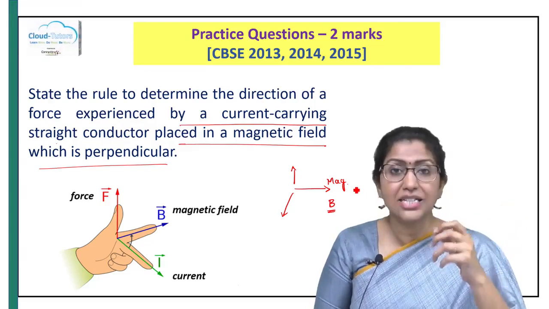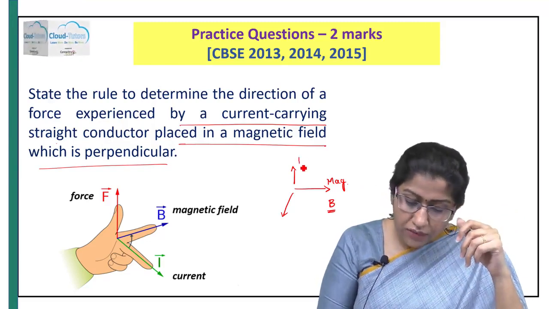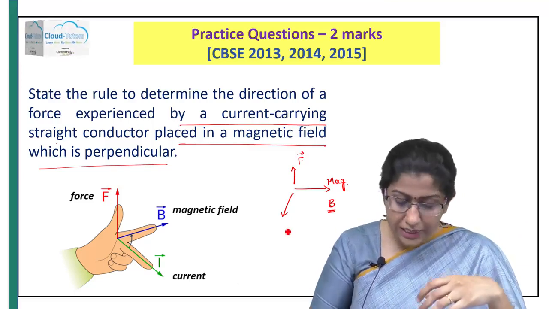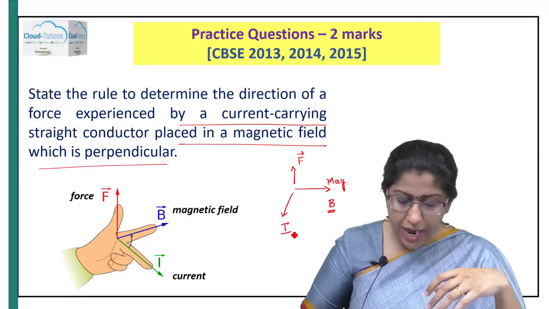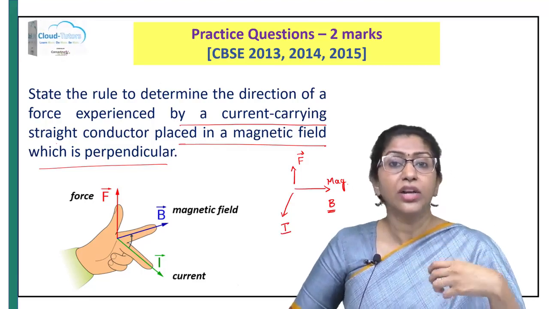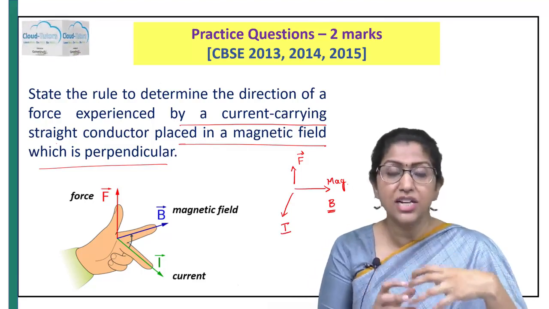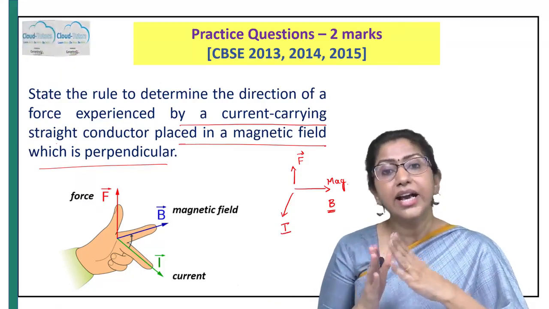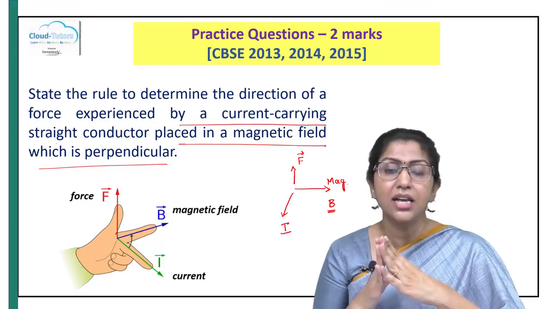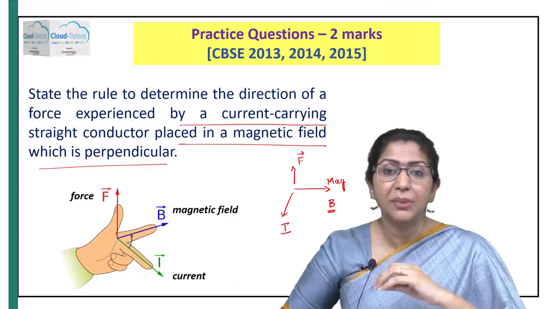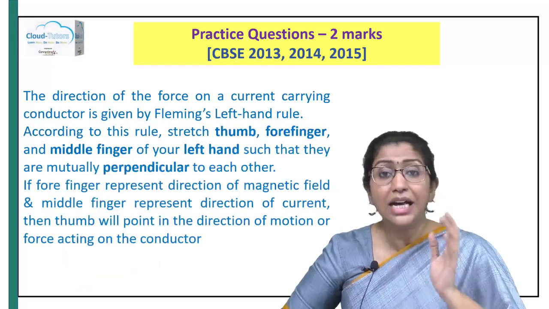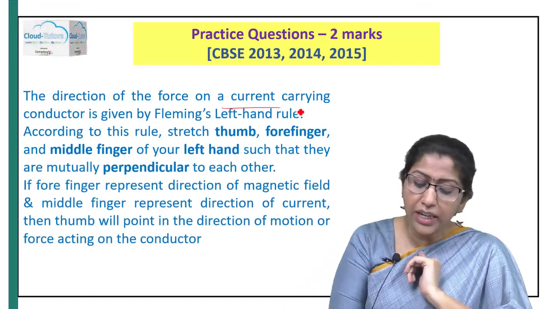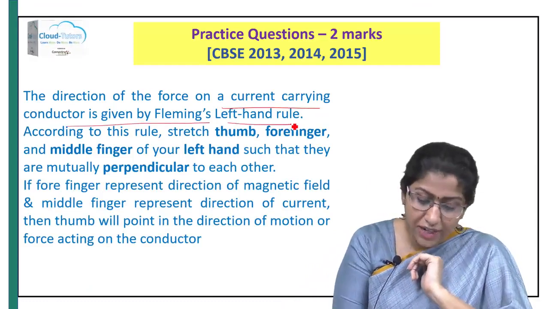So the magnetic field is represented as B, and the direction of the mechanical force experienced by the conductor is upwards, and this should be your current I. If you cannot draw a proper picture, at least show these directions, point out the direction of the force experienced by this current carrying conductor when kept in a magnetic field, and also write the proper rule. So what does it state? The direction of the force on a current carrying conductor is given by Fleming's left hand rule.